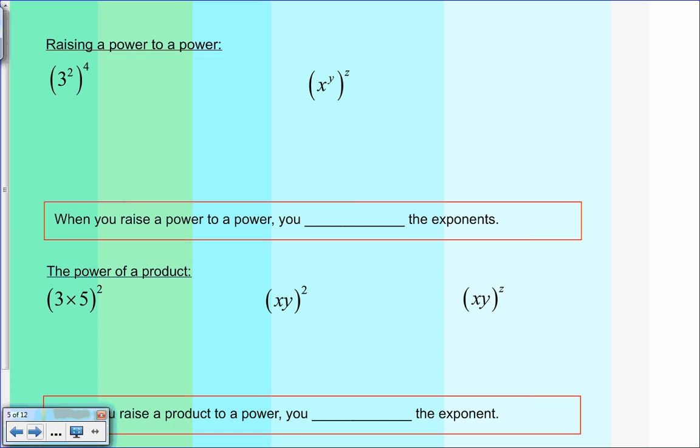This now moves to the middle of your second page, and we raise a power to a power. So we have 3 squared to the power of 4. Again, writing that out the long way, that means I have 4 sets like this of 3 squared. And each one of those sets could be written like this.